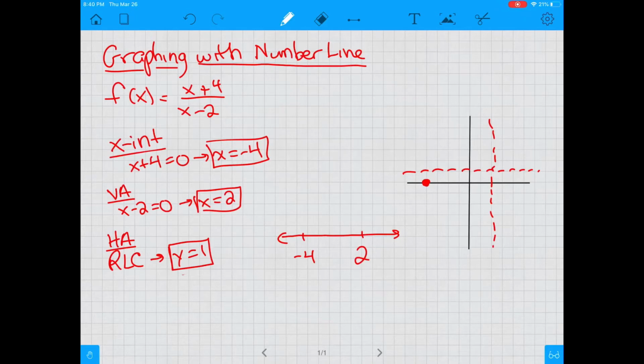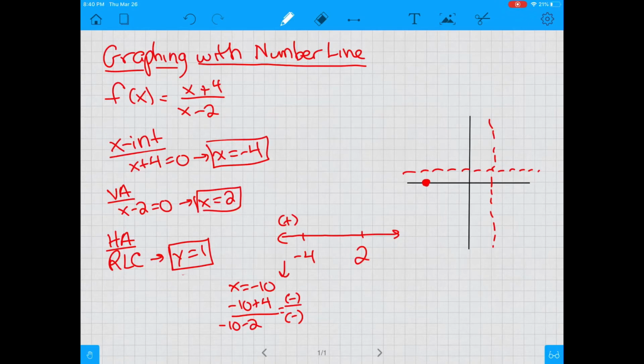So here, for this number line, to the left of -4, let's just say I picked a number like -10. So for this side, I'm going to use x equals -10. When I plug that into my function, I get -10 plus 4 over -10 minus 2. Well, that gives me a negative over a negative, which means to the left of -4, that must be positive.